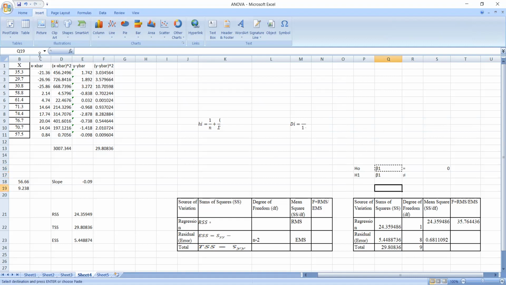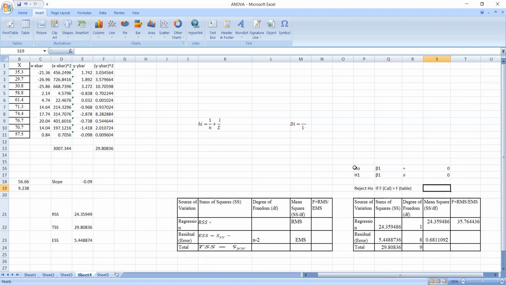Right, so our H naught is beta 1 equal to 0 and our H1 is beta 1 not equal to 0. So what you have to do is, you can reject your H naught if your calculated F value is greater than the table F value. This is what we do in simple linear regression.